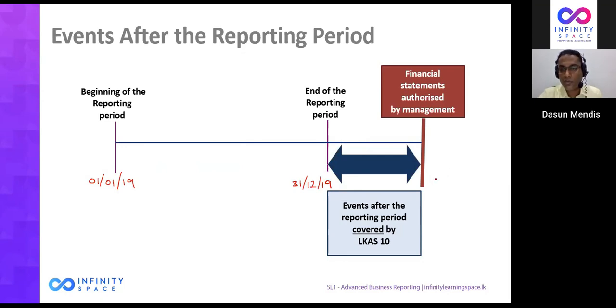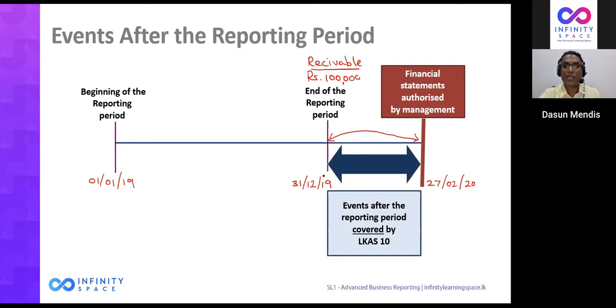Now let's say your financial statements are authorized for issue on 27th February 2020. Now this is your events after the reporting period, from the reporting date to the date when the financial statements are authorized for issue by the management. Now take the same example. You have a receivable balance of how much? 100,000. Same question.